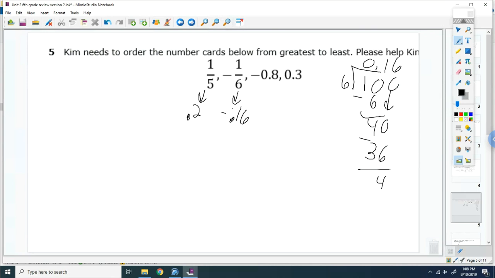So I want to go greatest. So my greatest number would be 0.3. Then 1/5. Then negative 1/6 is greater than negative 0.8.